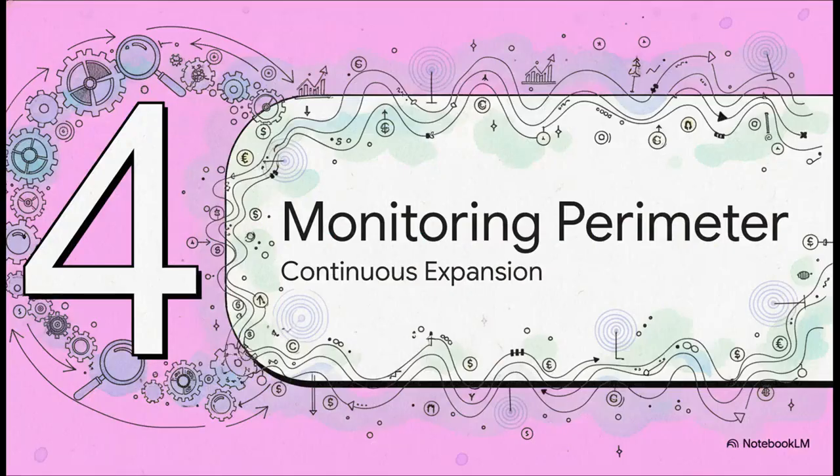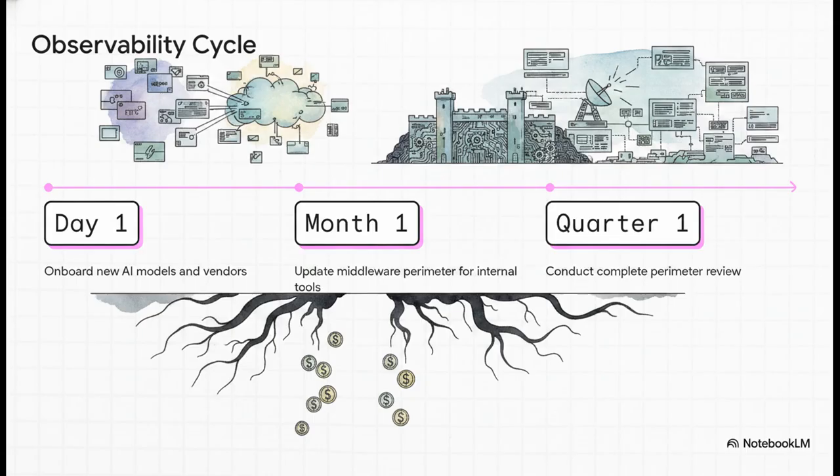Which brings us to our final step, Section 4, expanding the monitoring perimeter. Look, your observability lifecycle has to be dynamic. It's a moving target. On day one, your org might onboard a bunch of exciting new models. By month one, internal teams are probably spinning up brand new shadow AI tools. Your monitoring perimeter absolutely has to expand right alongside them. If your tracking doesn't keep up with how fast your organization is adopting this stuff, you're going to get gaps in your visibility. And the source material specifically warns us about this. Those blind spots are exactly where uncontrolled spend just silently piles up.